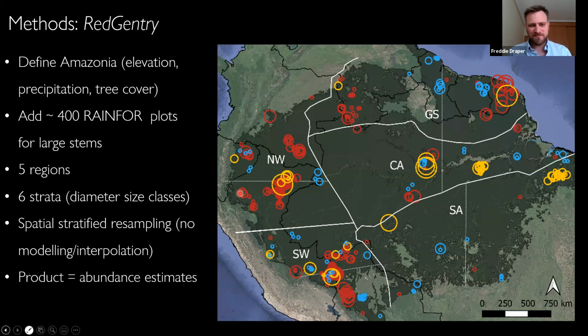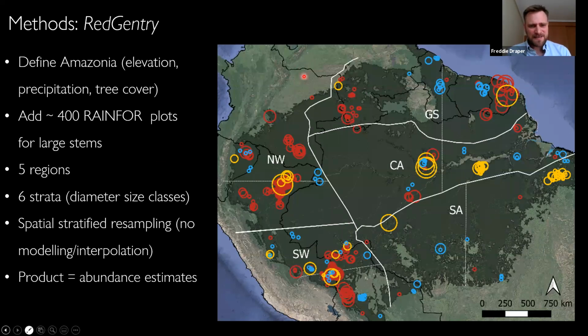We also realized that we had this RedGentry network, but because, as I said earlier, those large trees are uncommon, we need to add some rainfall plots. These are 1 hectare plots. Very kindly, members of the rainfall network contributed these larger plots so we could get a better idea of the composition of large trees.